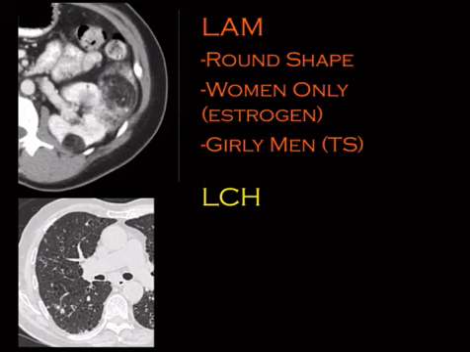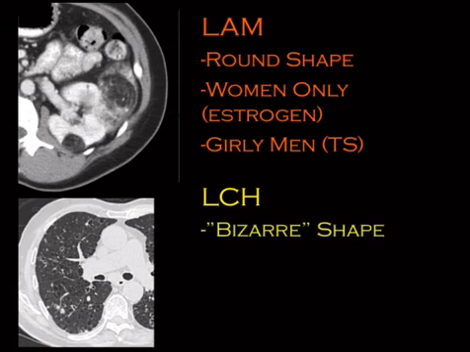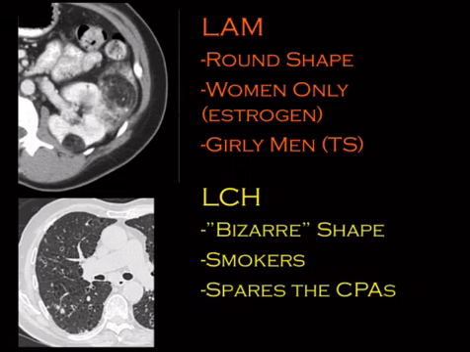So it's going to affect things in a more heterogeneous pattern. That's why you end up with your bizarre shaped cysts. It tends to spare the costophrenic angles. The way I remember that is smoking is an upper lobe predominant thing, and therefore it's sparing the costophrenic angles. We just sort of have to remember that.